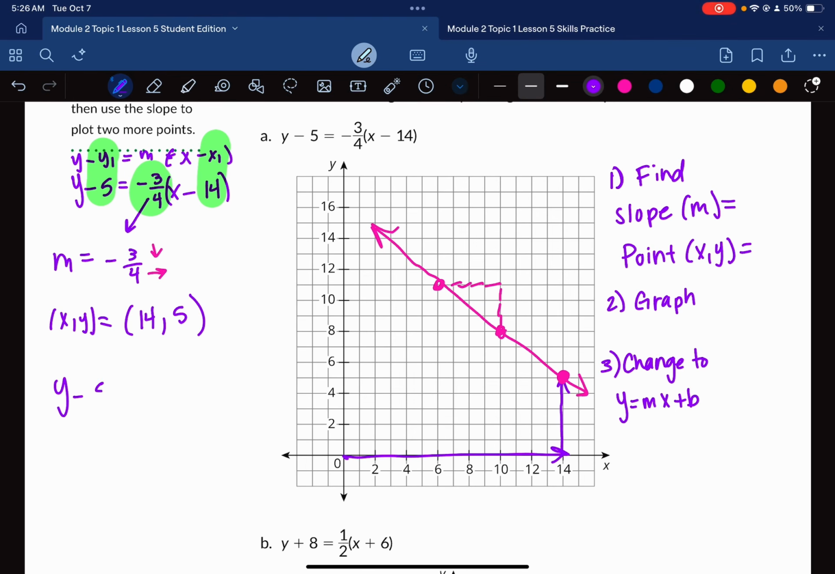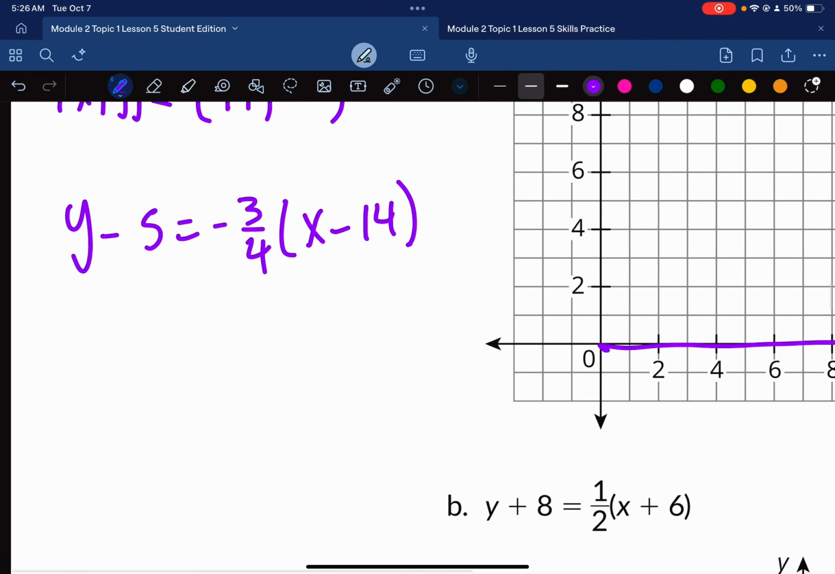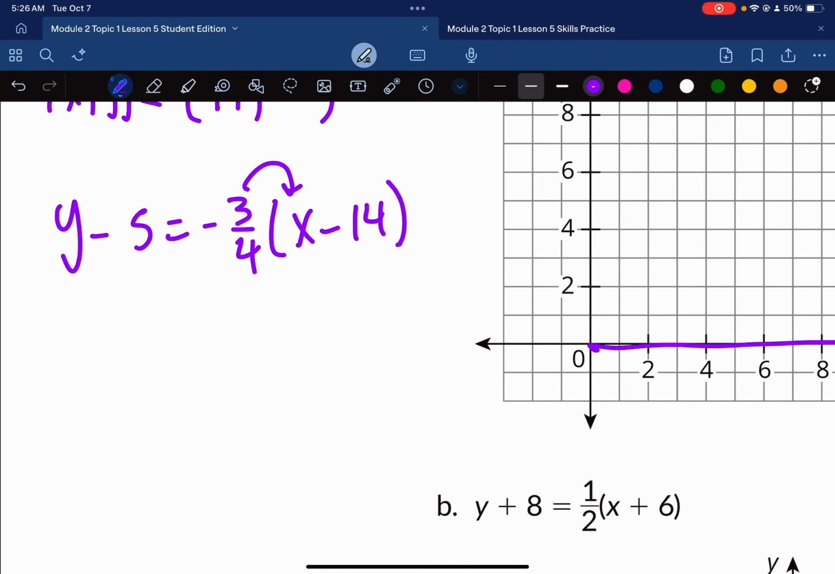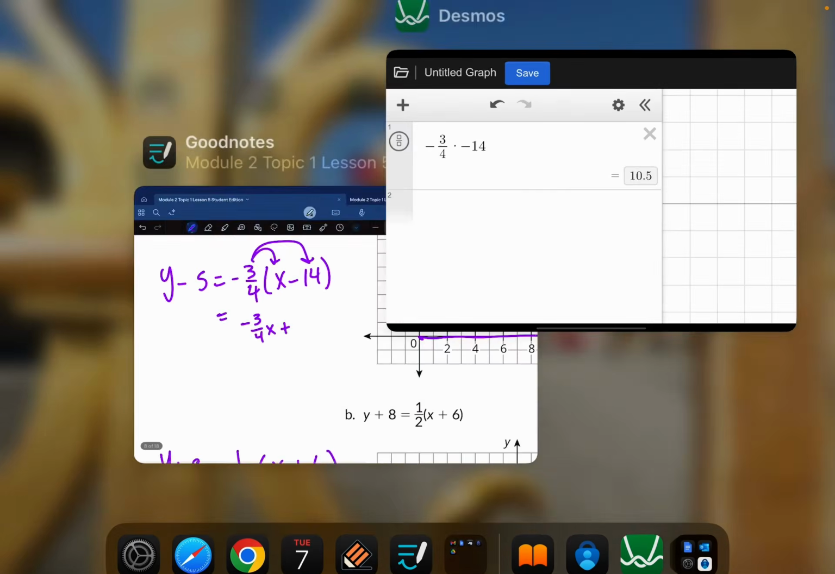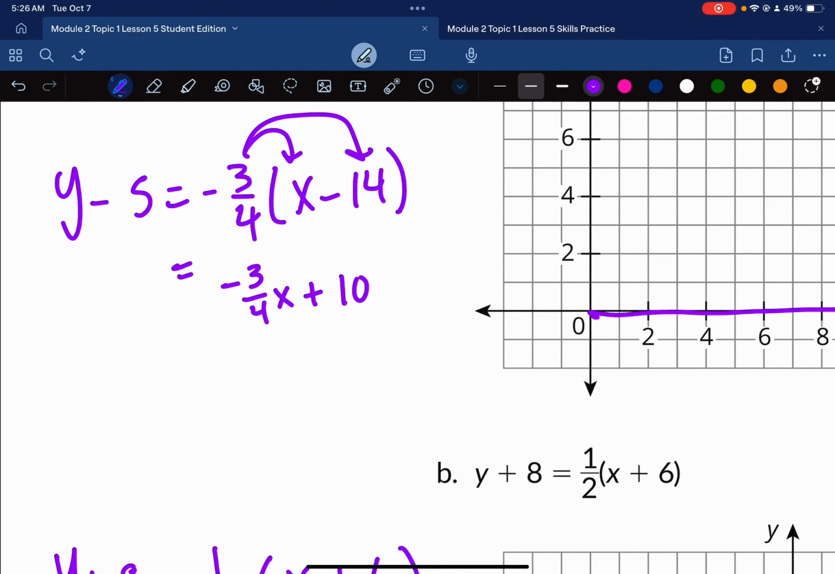Y minus 5 equal to -3/4 x minus 14. Real easy, right? Step 1, multiply this. All right, this will be -3/4x. Step 2, multiply this. Well, we know a negative times a negative is a positive. 3/4 times 14 is going to be 10.5. Bring this down, bring this down. So you got y minus 5.